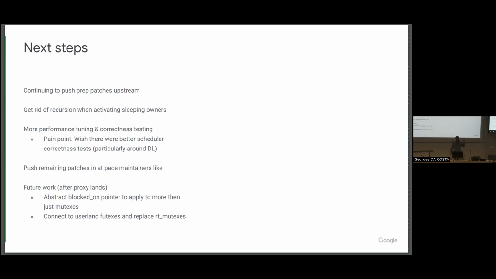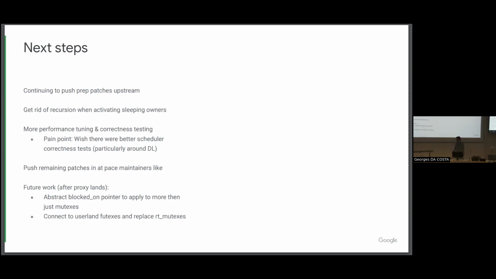So as far as next steps, I'm going to continue to push the prep patches upstream. If anyone has any feedback on the strategy there, if people are thinking I really need to go with a different approach, I'm open to all of that. I've already taken a stab at getting rid of the recursion on activating sleeping owners. Spend some more time on the performance tuning and correctness testing.